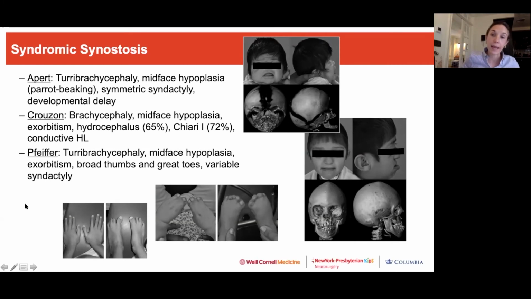Apert syndrome presents with turribrachycephaly from bicoronal synostosis, and midface hypoplasia from midface sutural fusion. You see parrot beaking in those kiddos. This is an example on a sagittal view of parrot beaking because of midface hypoplasia. The entirety of the maxillary anatomy, jaw anatomy, is all rotated and pulled back. So she can't even close her mouth appropriately because of that midface hypoplasia. And you're seeing here the compensation for it.